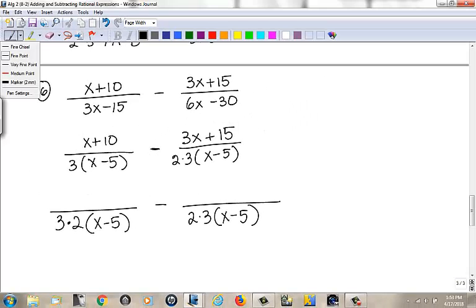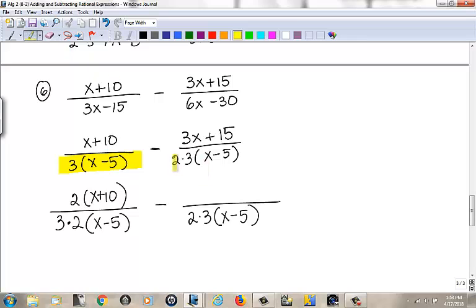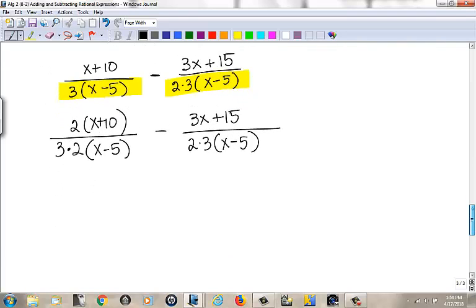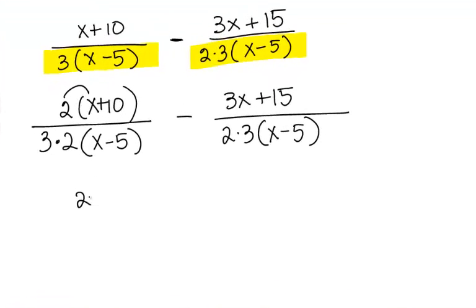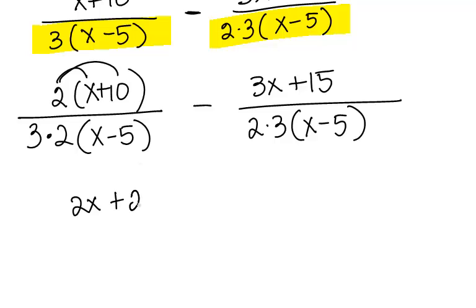So that second one is your LCD. What did I multiply this denominator by to get this? 2. So take that top part times 2. The critical part is you got to have parentheses around the x plus 10. And on the top, the bottom's the same on this one, right? Same. Top stays the same, 3x plus 15. Okay. Multiply out. You got to multiply this out. Would be 2x plus 20.